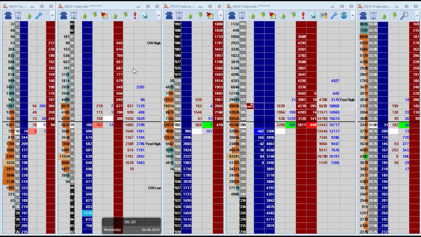This is the Jigsaw Day Trader platform. These are all futures products. These are fixed income over here, and then all the way over here on the right you have equity markets, which is represented by the E-mini S&P. This is the 10-year here, 5-year, 30-year, and the Ultra Bond over here.